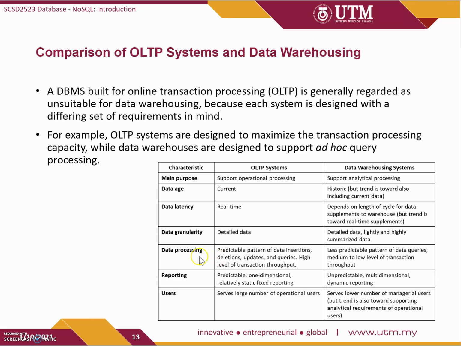For data processing, OLTP has predictable patterns of insertions, deletions, updates, and queries. But for the data warehouse, it is less predictable, and the transactions are from medium to low level throughput. In terms of reporting, OLTP produces predictable, static, fixed reporting, but the data warehouse produces unpredictable and dynamic reporting. In terms of users, OLTP can serve a large number of operational users, but the data warehouse serves a lower number of managerial users. So only managers will use the data warehouse.